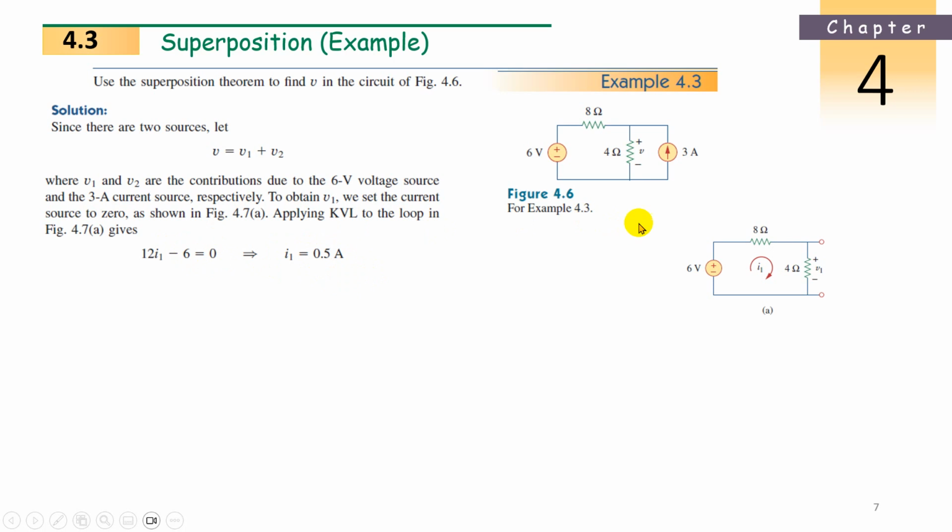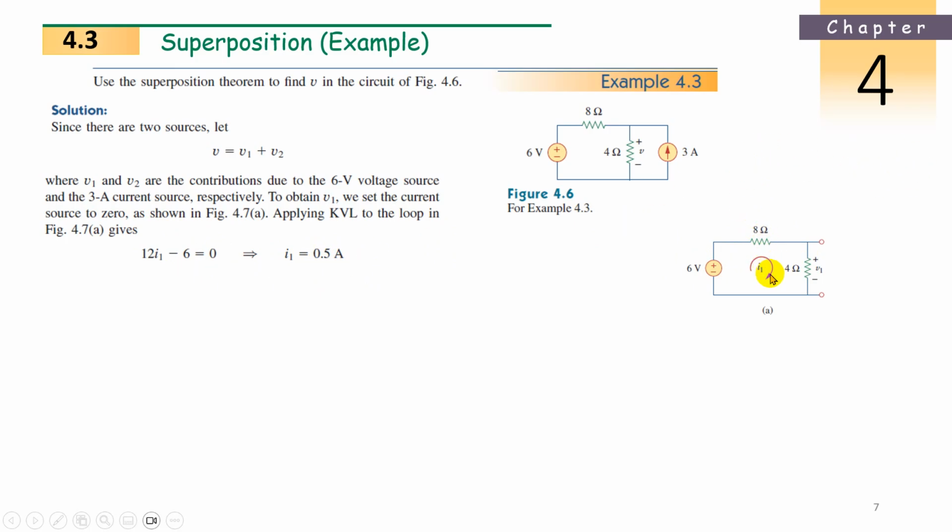Simple equation. Where is 12 I1 coming from? 8 plus 4 times I1, no other resistance. So 12 I1 minus 6, which is a voltage, equal to 0. Rearrange: 12 I1 is equal to 6. I1 is equal to 6 by 12, 0.5 amperes. Okay, so we got 0.5.